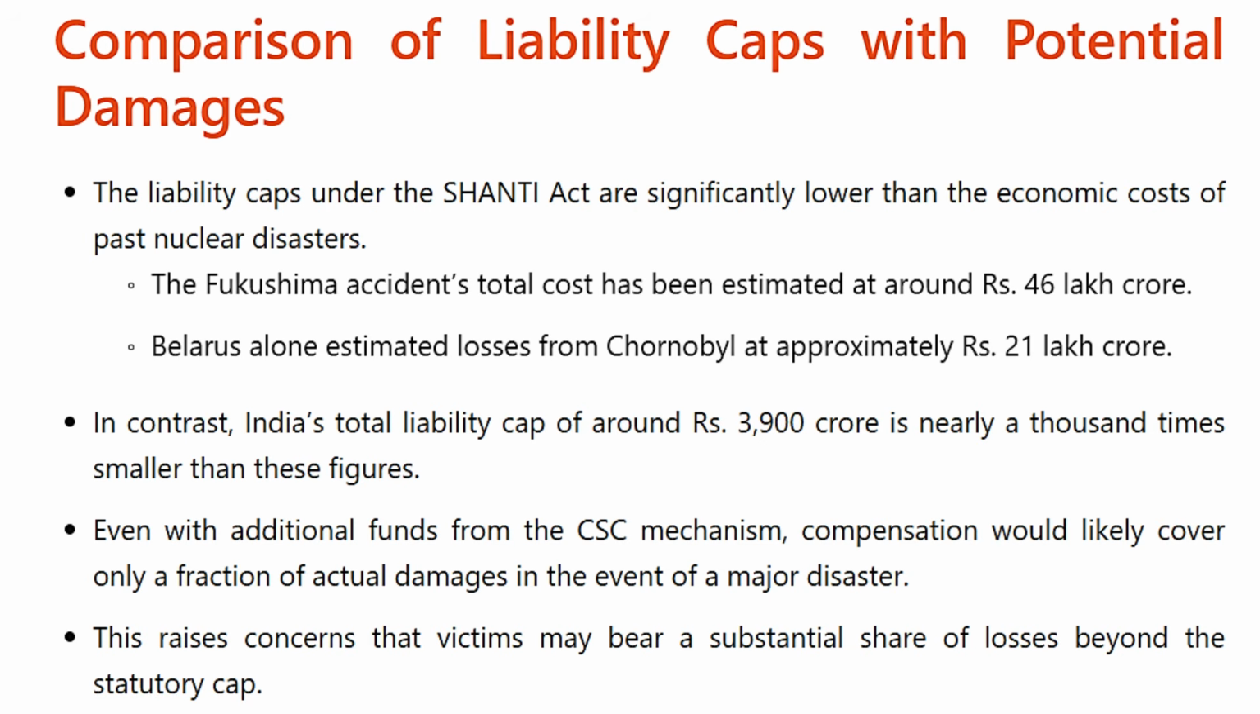Comparison of liability caps with potential damages. The liability caps under the SHANTI Act are significantly lower than the economic cost of past nuclear disasters. The Fukushima accident's total cost has been estimated at around ₹46 lakh crore. Belarus alone estimated losses from Chernobyl at approximately ₹21 lakh crore. In contrast, India's total liability cap of around ₹3,900 crore is nearly 1,000 times smaller than these figures.